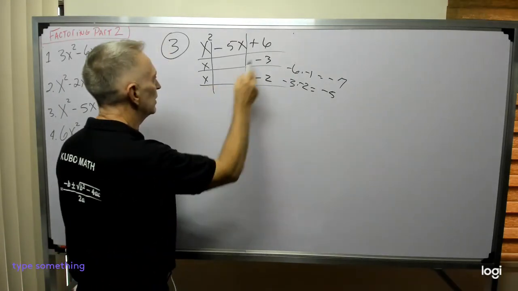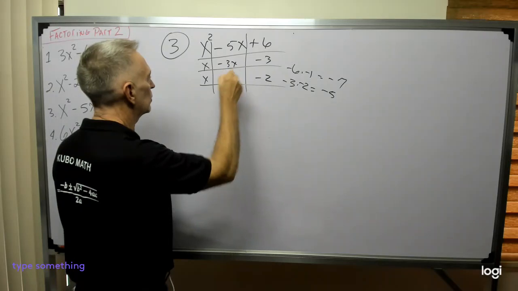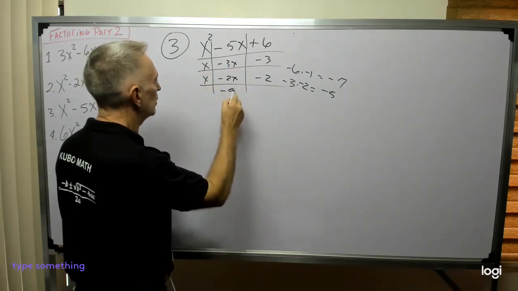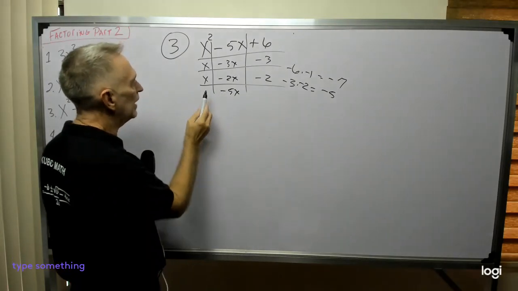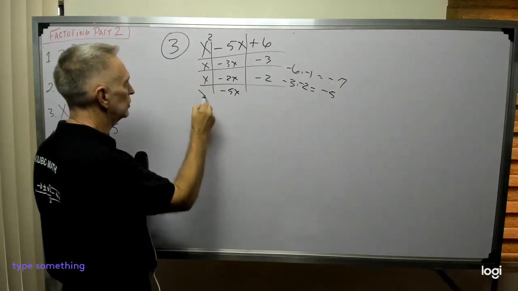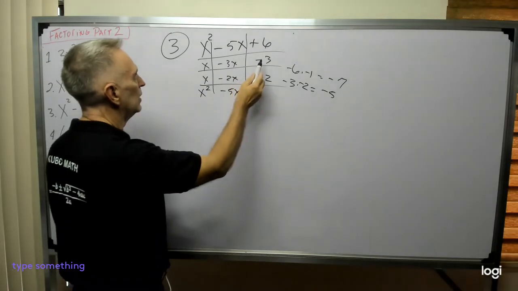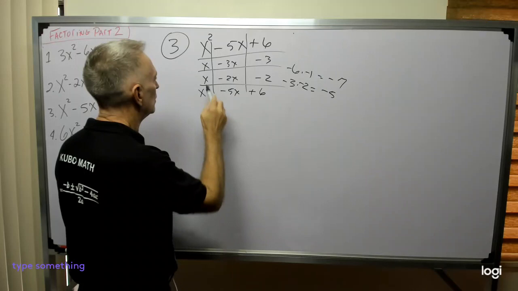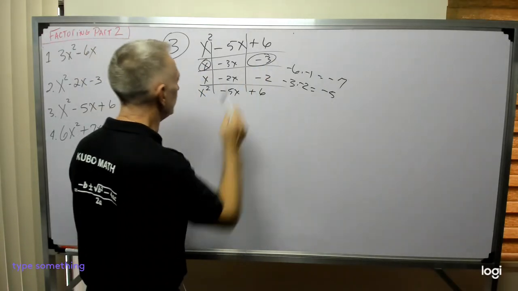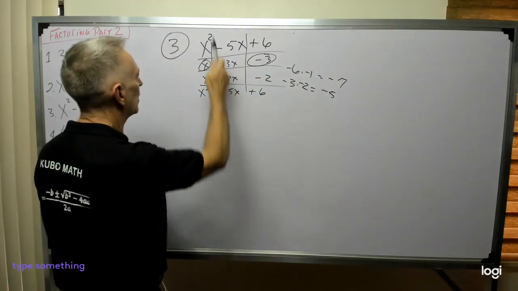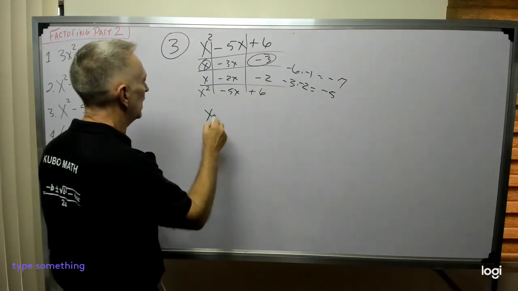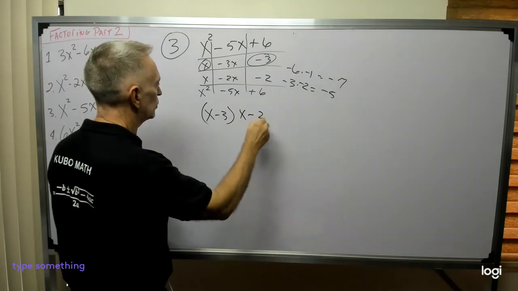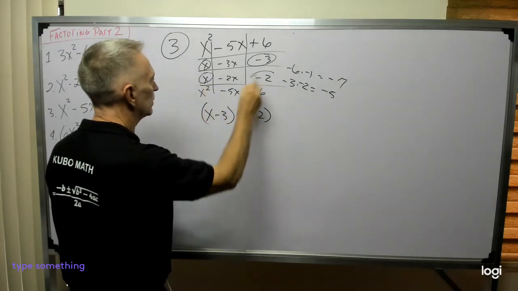So now x times a negative 3, negative 3x, x times a negative 2 is negative 2x. Add those together gives me a negative 5x. X times x is x to the second power. Negative 3 times a negative 2 is a positive 6. So I know, since that came up to be my original equation, that my factors now are x minus 3 and x minus 2. So here and here.